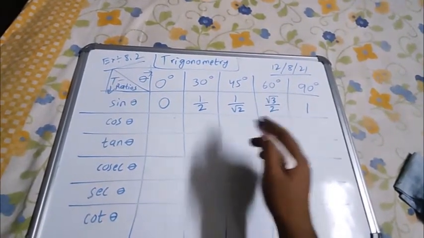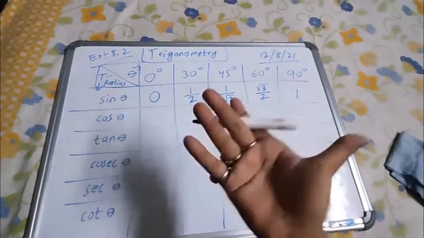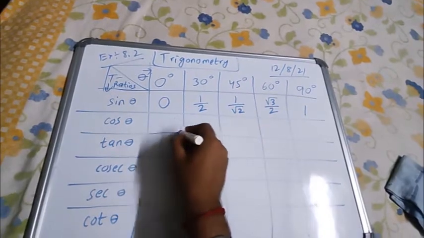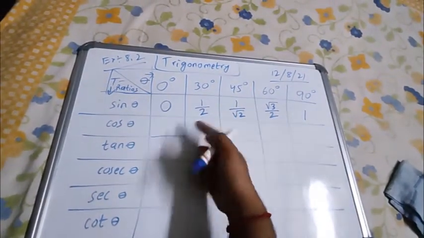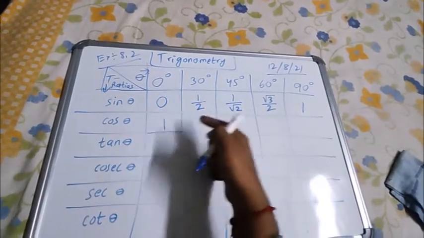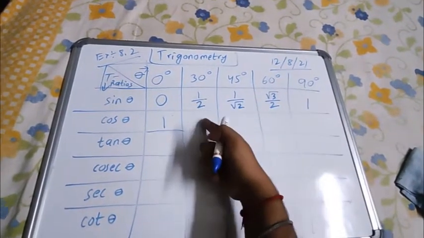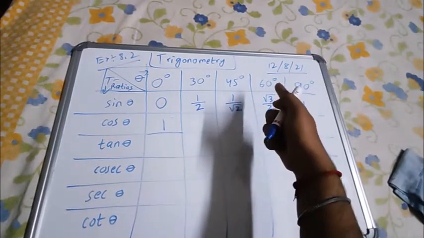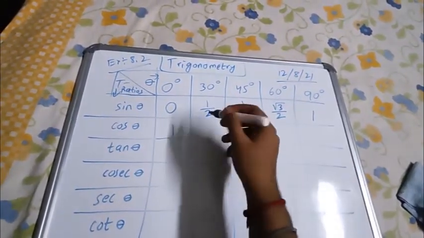Now for cos, this whole thing is just reversed. So the value of sine 90 degree comes over here at cos 0 degree. Cos of 0 degree, so 1 will be put over here. Then this root 3 by 2, the value of sine 60 degree, comes as cos 30 degree. Sine of 60 degree is equal to cos of 30 degree, that means this value will come over here.